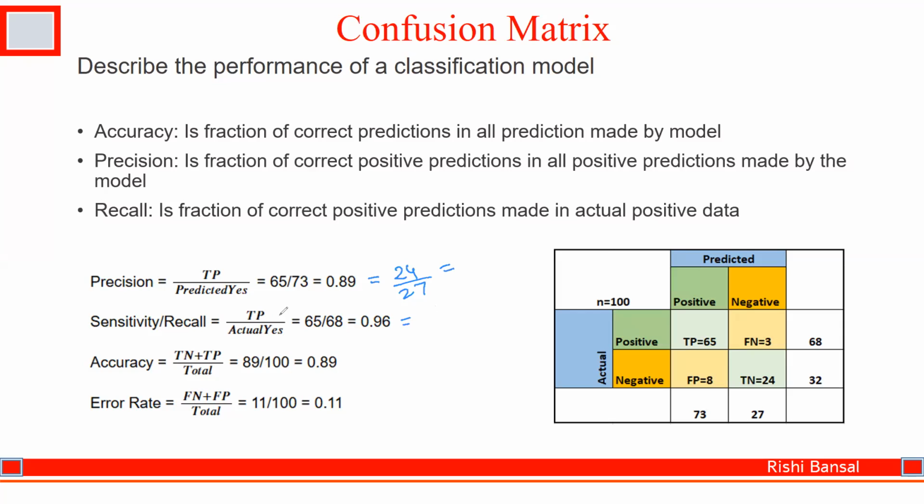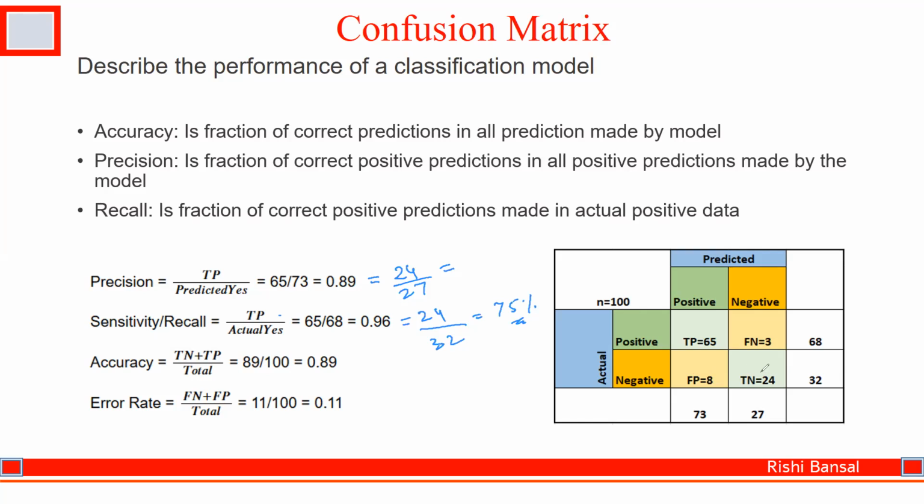So this is true, 24 by... this is 65 by 68. This is 24 by 32, correct? Actual, yes, 32, yes. Then it will not come like that. It is your 75%.